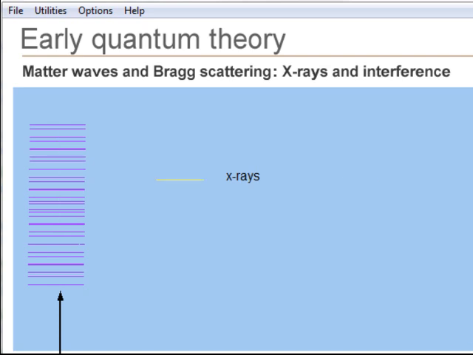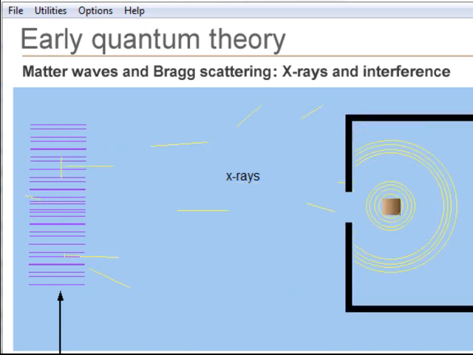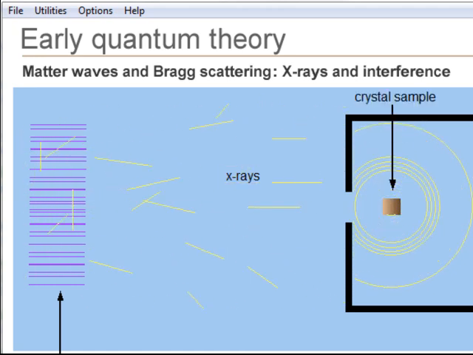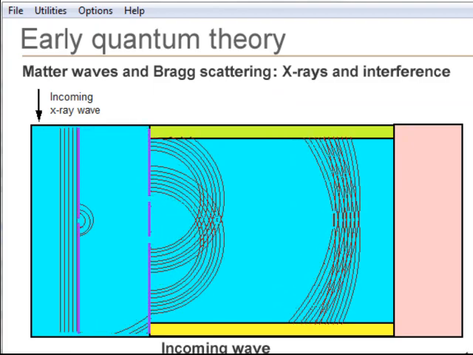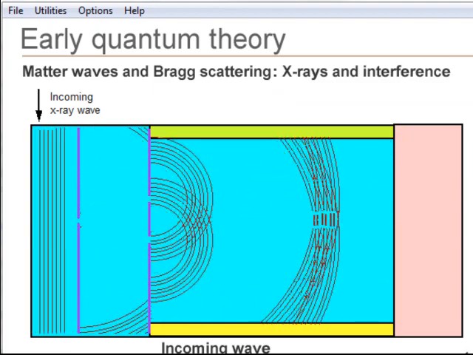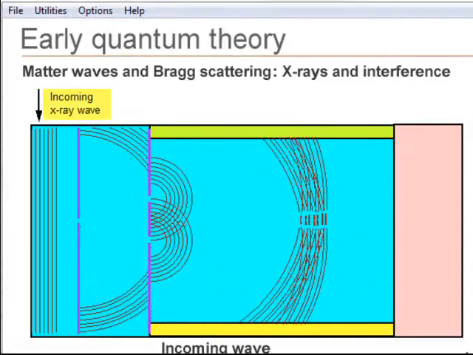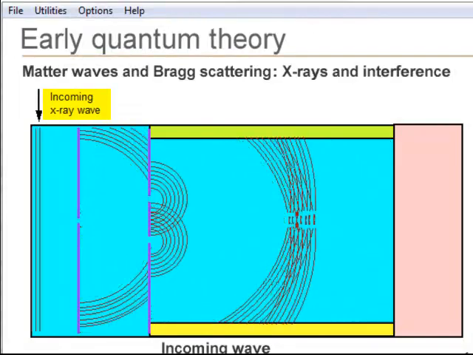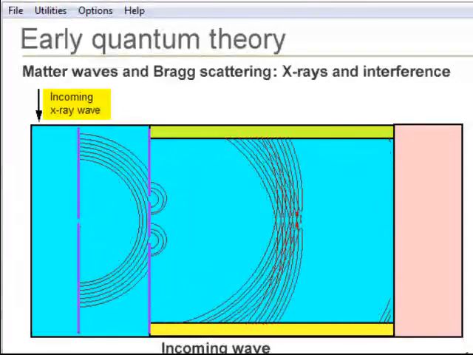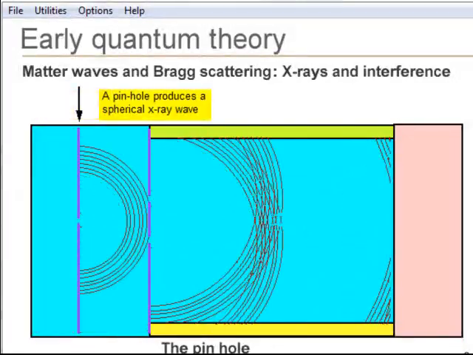X-rays are produced as photons, not just as waves, by discrete quantum transitions. X-rays, which are scattered, produce interference patterns. Step through the various stages. The point is that waves interfere to produce diffraction patterns.